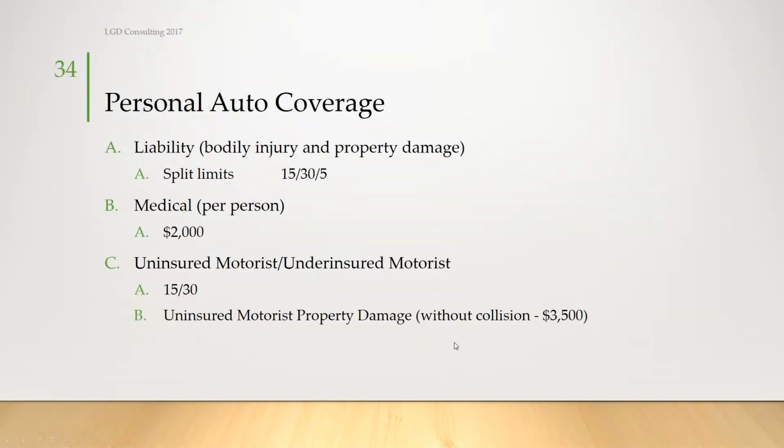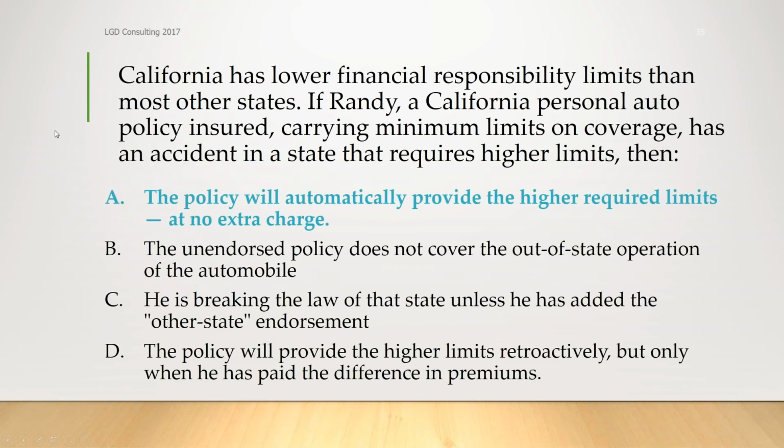Uninsured motorist property damage. This covers your car because you got hit by someone who doesn't have insurance. And if you only have these liability coverages A, B, and C, which are all liability coverages, the maximum we're going to pay to fix your car is $3,500. It's very common for the exam to see this particular number, uninsured motorist property damage.